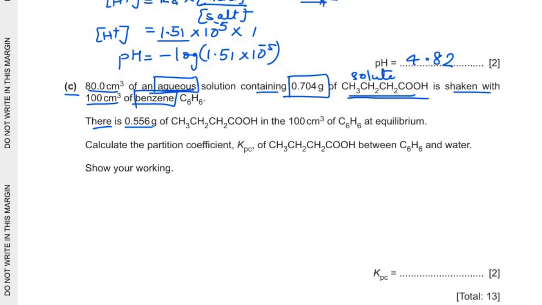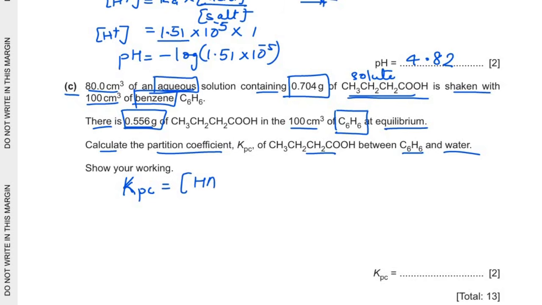There is 0.556 gram of butanoic acid in 100 centimeter cube of benzene at equilibrium. Calculate the partition coefficient Kpc of butanoic acid between benzene and water. So first write the expression of Kpc, that is partition coefficient, as the concentration of butanoic acid HA in benzene, that is organic solvent, upon the concentration of butanoic acid in the aqueous solvent, that is water.